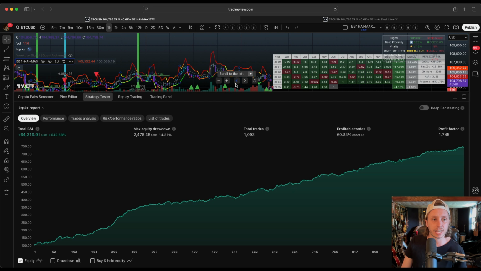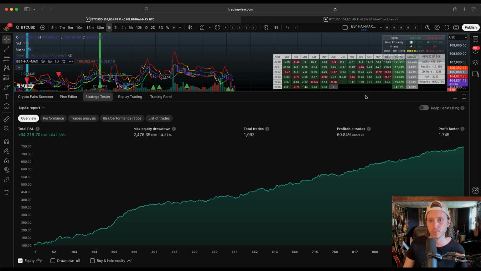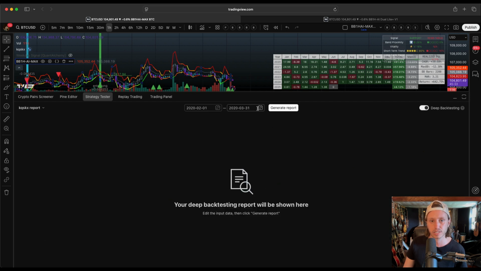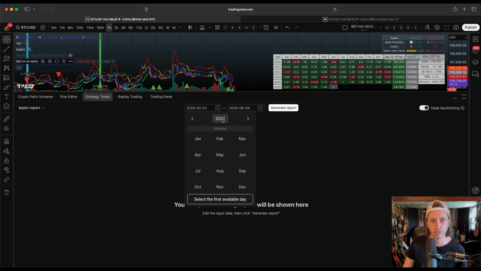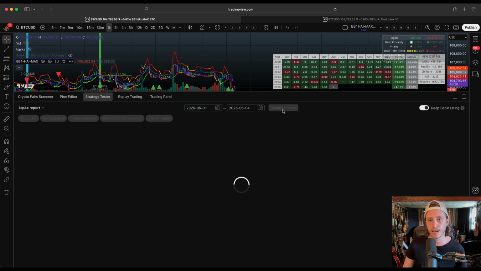I'm trying to think if there's anything else I need to mention before we go here. I think, if you guys have been trading, one other thing I was going to mention was just to look at really recent dates here. Let's see, 2025. Let's go to today and just see what this strategy has done over the last 2 months.